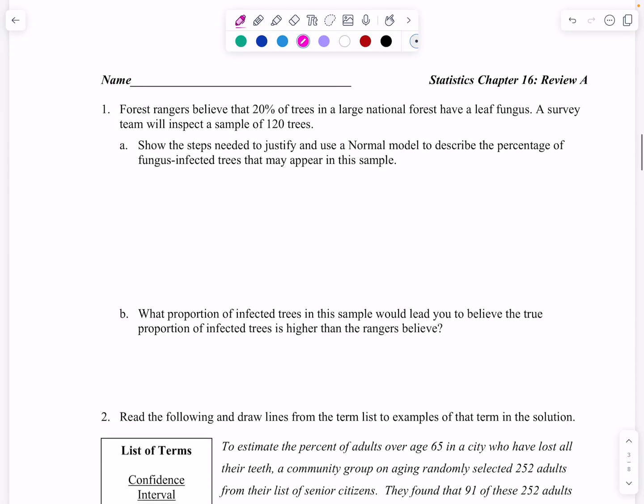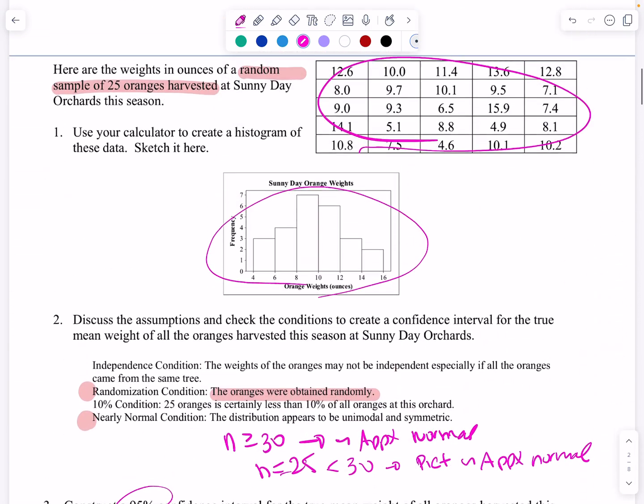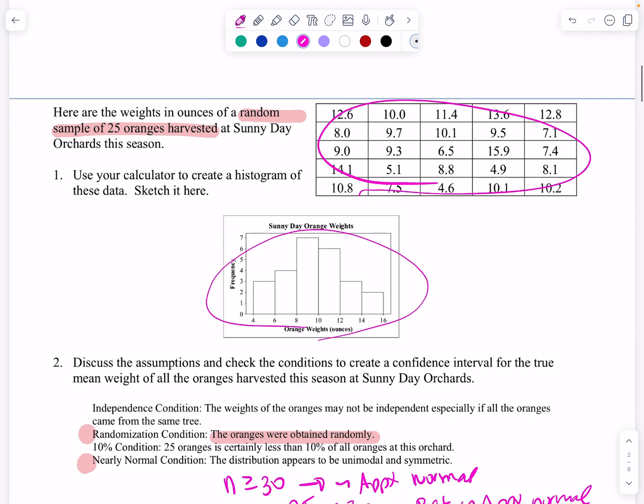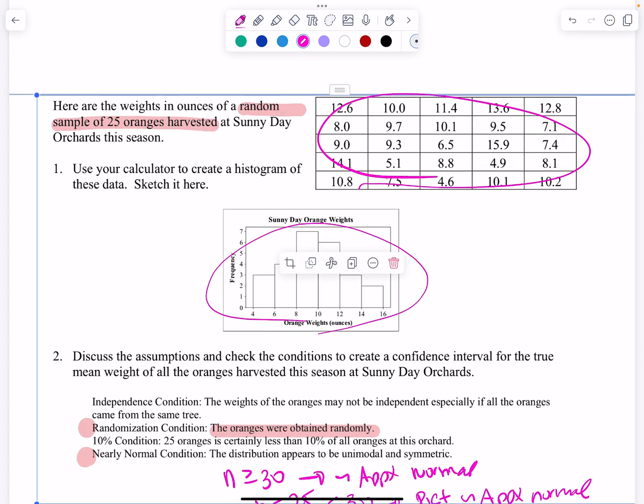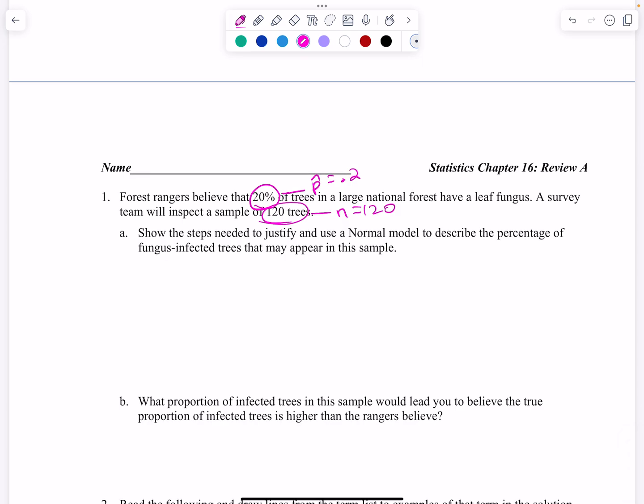The next part is asking, it says, forest rangers believe that 20% of the trees, so that's going to be my p hat, and this is going to be my n. The first one that we did, all of this here, this was all means. These are averages. Notice this is weight and averages, and it's called quantitative data. Now, this one here that we're doing is proportion. It's talking about percentages. So this has a different formula.